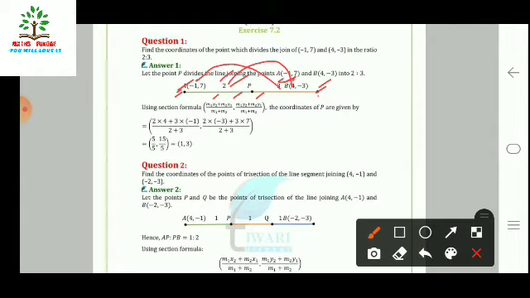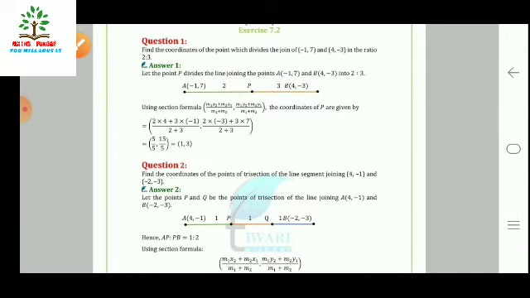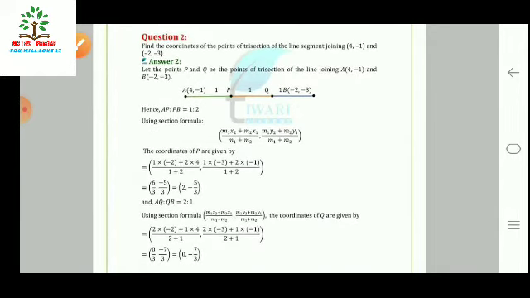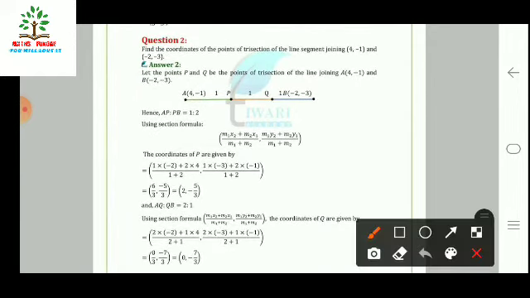In the same way we are multiplying this 2 by y2 and then this m2 by y1 upon m1 plus m2. So on solving this the result is 1 comma 3 as we have done the examples also earlier. So now moving towards the next question, question number 2: find the coordinates of the point of trisection.